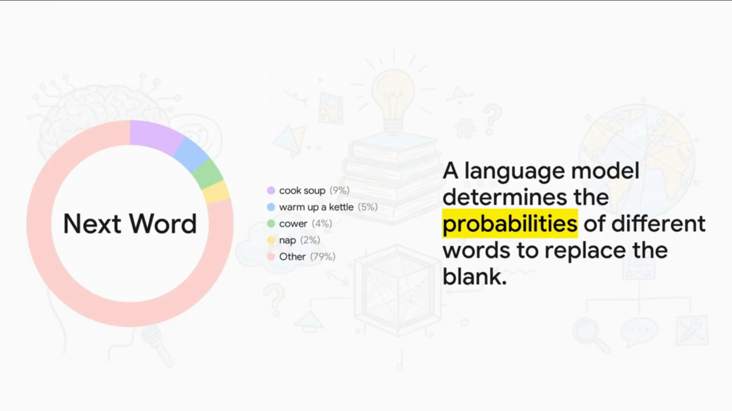And this is where it gets really interesting. You can see how the model breaks down the probabilities. It calculates that cook soup has about a 9.4% chance. Warm up a kettle is sitting at 5.2%, and so on down the list. The model isn't thinking about what it's like to be cozy on a rainy day. No, it's just playing the odds. It's like a really high-stakes guessing game based on all the text it's ever seen.